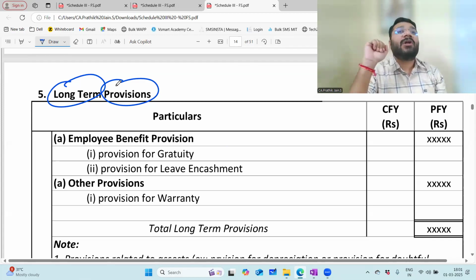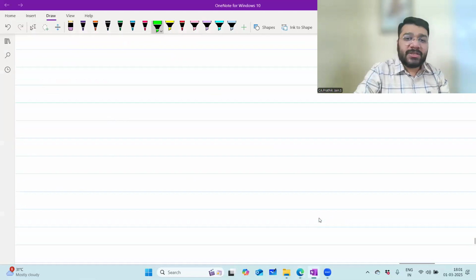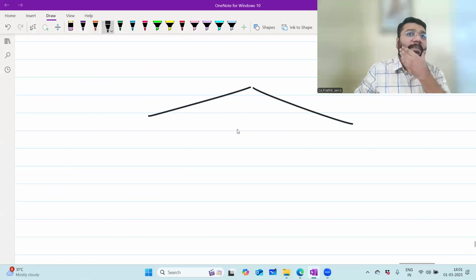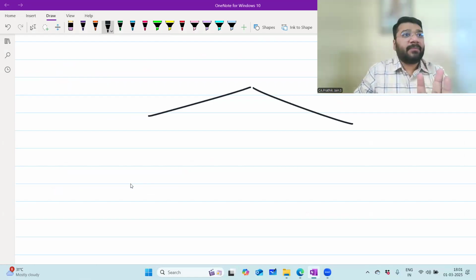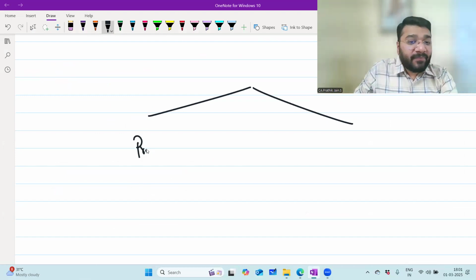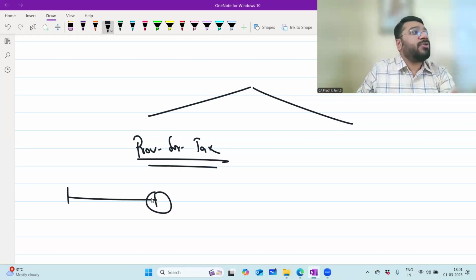So provisions are basically of two broad categories. Three it is, but we can summarize into two. Can you please tell them or name them? Provision means any money that I have to pay in future. Payment is confirmed, but the amount is not known. Example: provision for tax. Very good. Provision for tax means in the current year end, I now have to pay tax to the government.